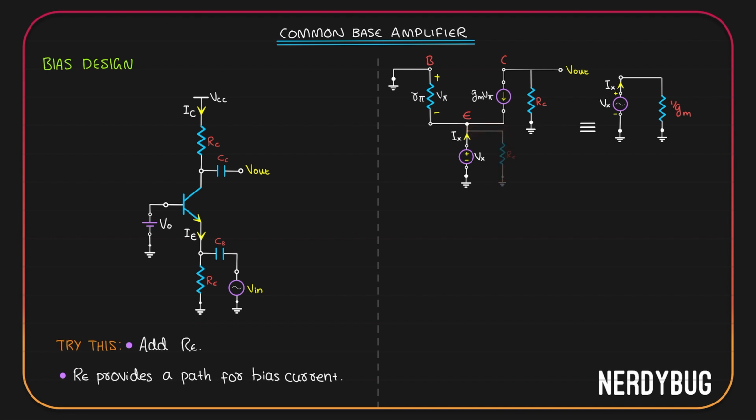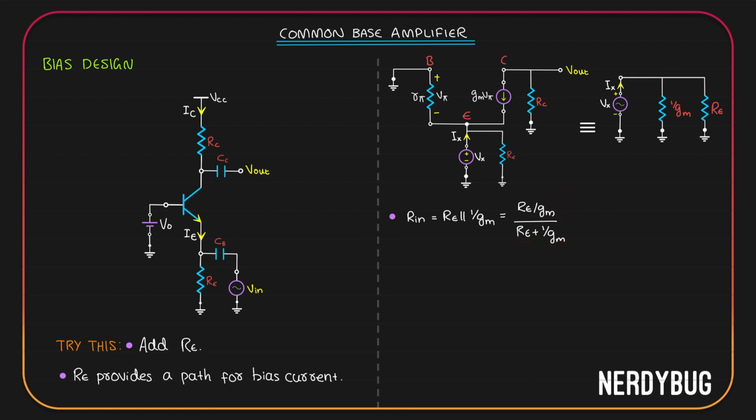So to get the equivalent circuit model for this whole thing including RE, all I have to do is add RE in parallel to Vx. From the simplified circuit model, we can easily say what is the new input impedance. It is 1 by Gm parallel to RE. So the input impedance is RE parallel to 1 by Gm, which is RE multiplied by 1 by Gm divided by RE plus 1 by Gm.